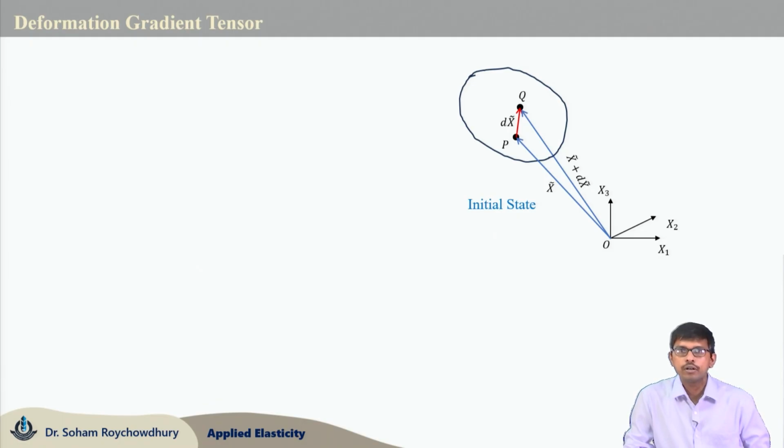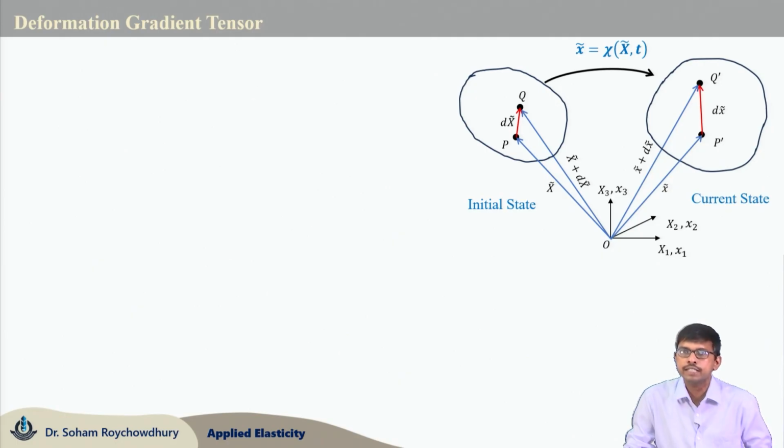So, we are considering a body in the initial state where PQ is a small elementary length dX. As discussed in the previous lecture, capital X vector denotes the position vector of the material point P in the undeformed or initial state, which upon transformation moves to the deformed or current state, where small x vector is the position vector of the corresponding point P prime. Now, dx, this particular small line element PQ, deforms to P'Q', which is defined as dx, that is the deformed line element.